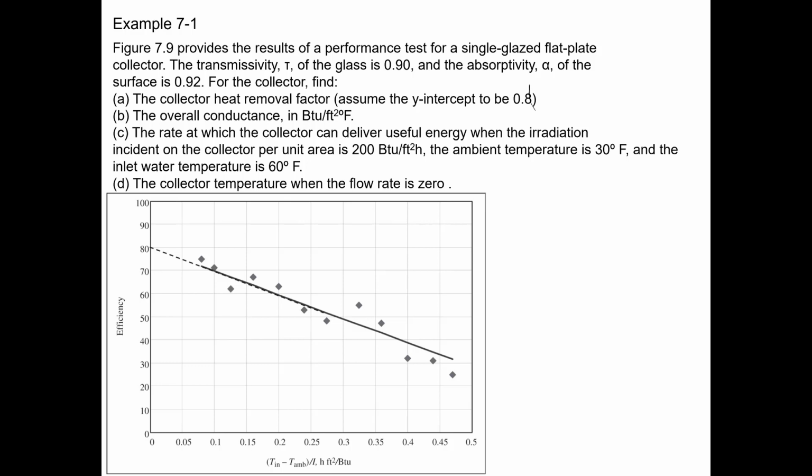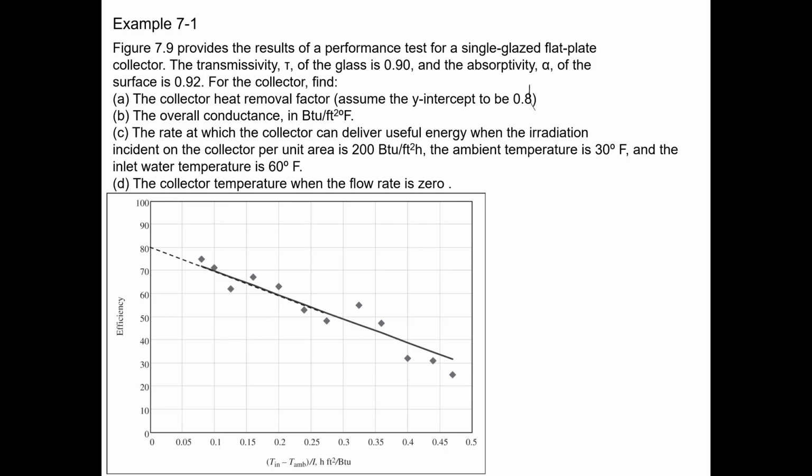For the collector, they want you to find the heat removal factor, assuming the y-intercept to be 0.8, the overall conductance, and the rate at which the collector can deliver useful energy when the irradiation incident on the collector per unit area is 200 BTU per foot squared hour. The ambient temperature is 30 Fahrenheit, and the water temperature is 60 Fahrenheit. And then D, also to look at the collector temperature when the flow rate is 0.